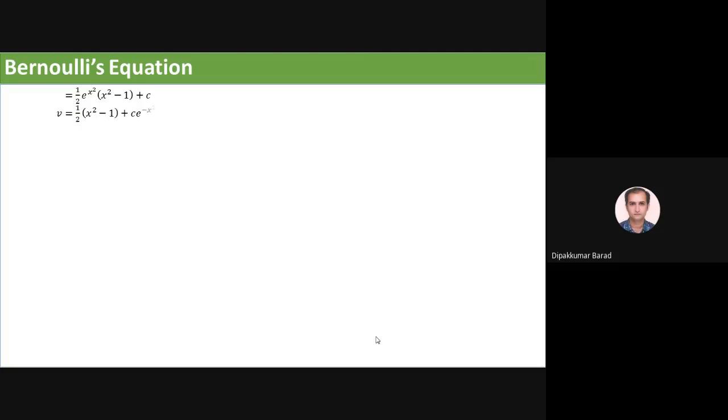And then we put this t equal to x square, and now v equal to tan y. So we get the solution.